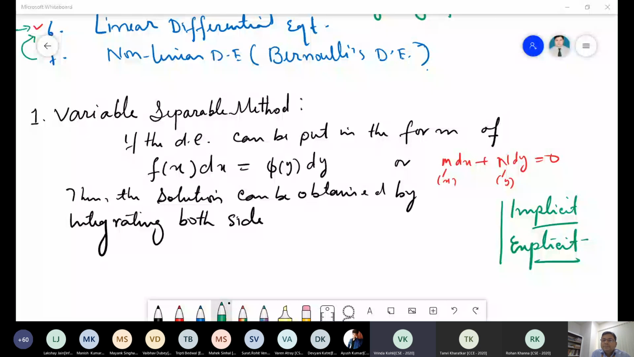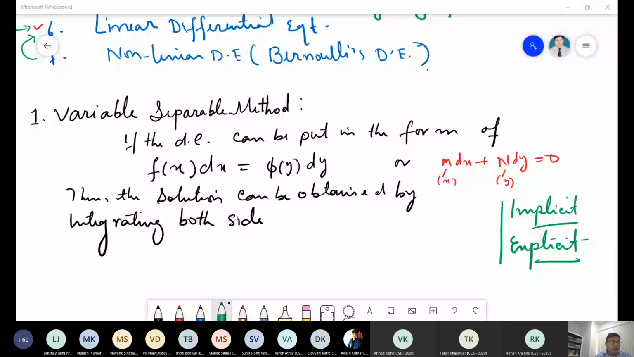Sir, an implicit function is one in which we cannot completely separate the terms of x, y and the differential. That means we cannot represent y in terms of x or x in terms of y. Okay, so that is the implicit function, and here it is an explicit function, meaning we can separate the variable and its derivative, f of x dx and phi of y dy.